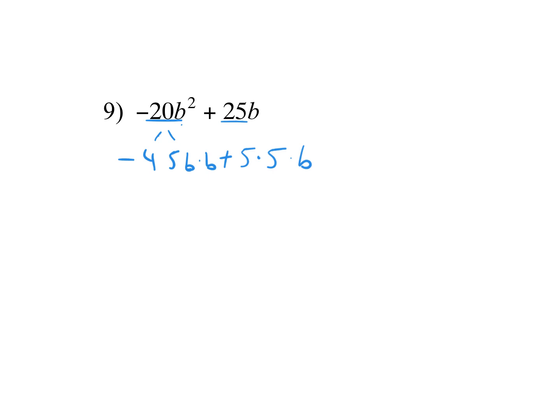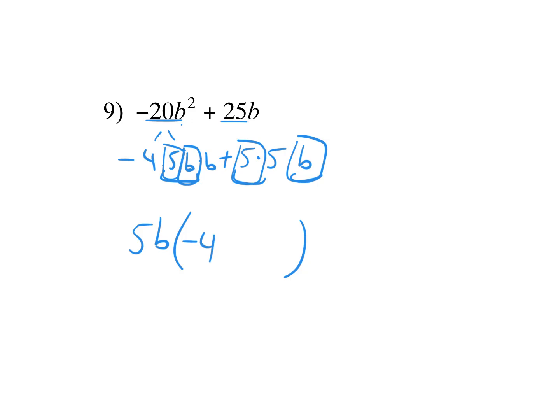Now, if you look at these factors in each term, which one do they share in common? They share a 5, right? What else do they share? They share one of the b's, right? So in total, I can take out a 5b. And then when you take out that 5b, what are you left over with? Negative 4. Okay, so there's a negative 4 and a b, right? 5, right? There's a 5 left over.